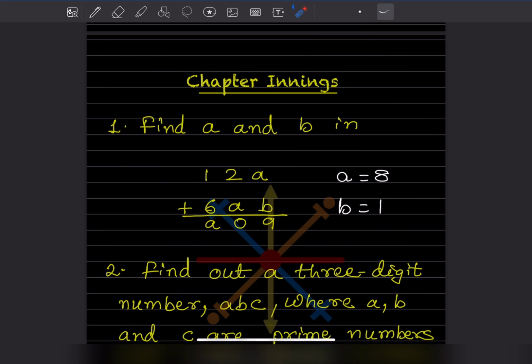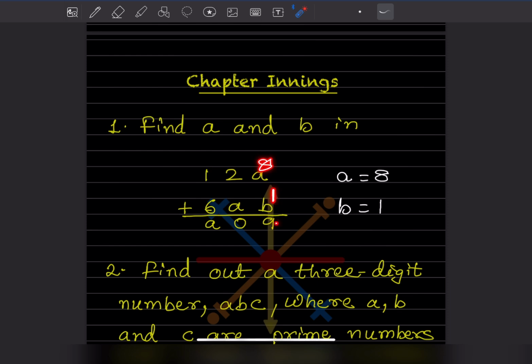So here they have asked to find A and B in this one. So this is 9. If we take 1 here, and 8 here, that can be 9. But if we take 1 here again, because here is also A, then this cannot be 0, because this will be 3, but here is 0. So what we have to do is take here 8 and 1.